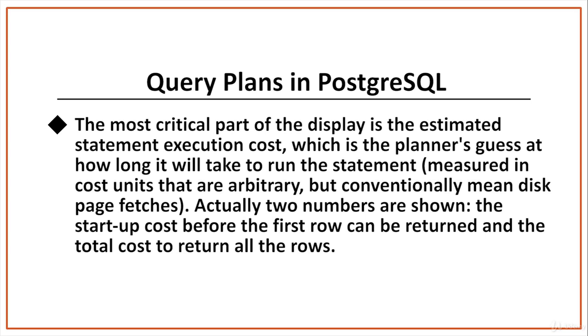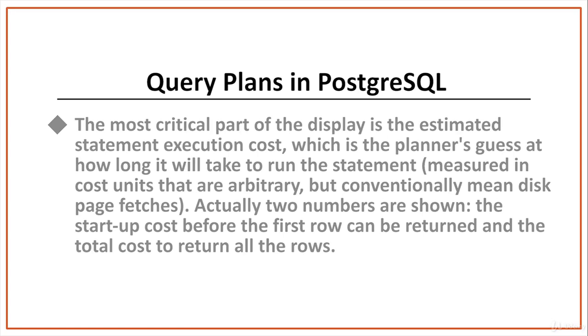The most critical part of the display is the estimated statement execution cost, which is the planner's guess at how long it will take to run the statement, measured in cost units that are arbitrary, but conventionally mean disk page fetches. Actually, two numbers are shown: the startup cost before the first row can be returned, and the total cost to return all the rows.